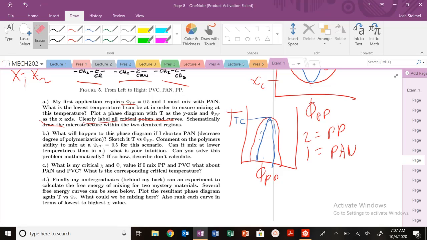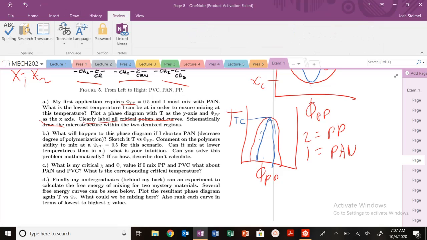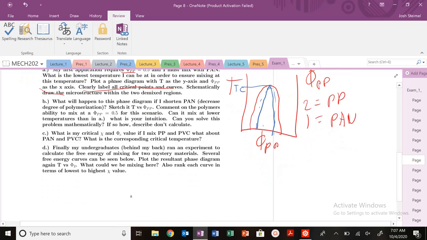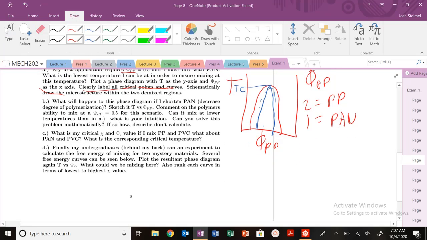So let's get ready to draw some different things. What happens to this phase diagram if I shorten PAN? So if I decrease the degree of polymerization of my PAN, now x sub 1 is not equal to x sub 2, and our x sub 2, which is equal to 100, is greater than, let's say x sub 1 equal to 5, for example. What's going to happen to the sketch if I shorten PAN, decrease the degree of polymerization? So we need to sketch T versus our phi PP.